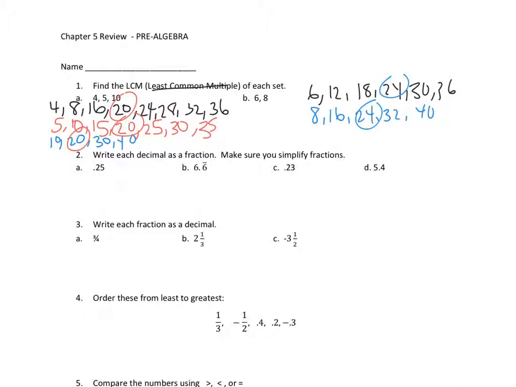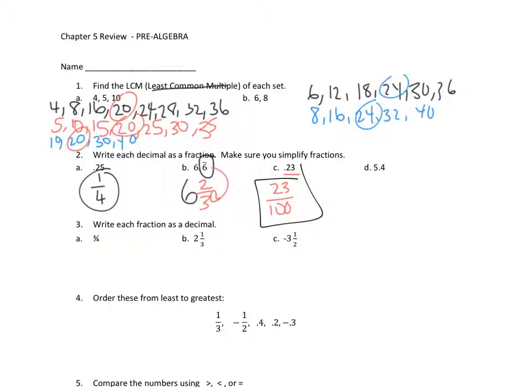And then make sure you know your basic fractions to decimals. So 0.25 is 1/4. 0.6 repeating is 2/3. And then this one I don't recognize, so I know that it's 23 hundredths because there are 2 decimal places after the decimal, so there's 2 zeros. And now I try to reduce it. There's nothing in common with 23 and 100.